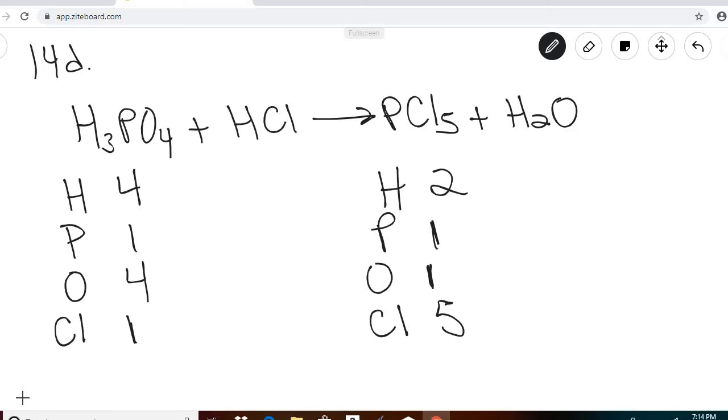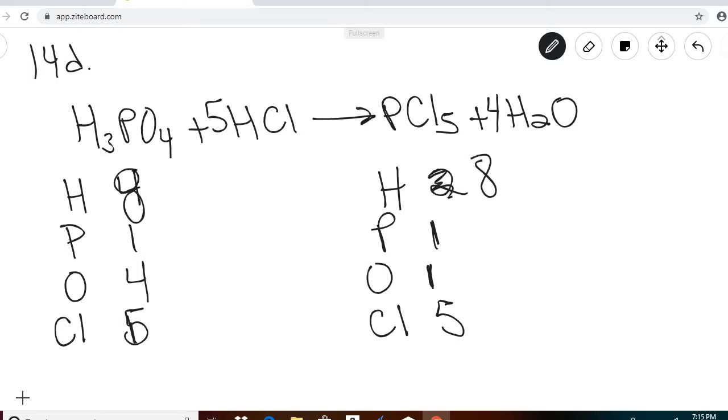Okay, so I'm going to start with those chlorines, because the only way we can get 5 chlorines on the reactant side is to put a 5 there. Okay, so that gives us 5 chlorines on each side, but it's going to mess with our hydrogen. So now we have 5 plus 3, we have 8 hydrogens on this side. And we only have 2 over here, so let's put a 4 here. And now we have 8 hydrogens on both sides.